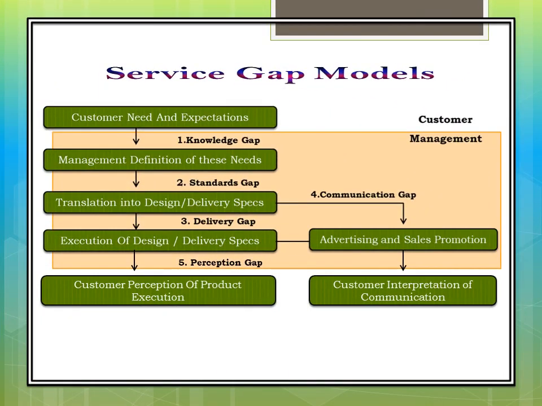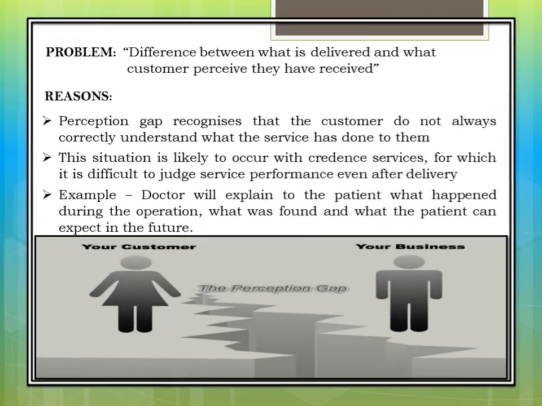The fifth gap is the perception gap. It is the difference between execution of design or delivery specification and the customer perception of product execution. Problem: difference between what is delivered and what customers perceive they have received. Reasons: first, perception gap recognizes that customers do not always correctly understand what the service has done for them.